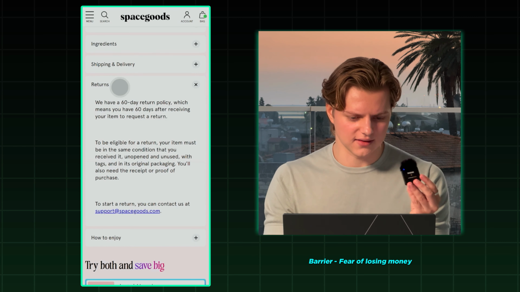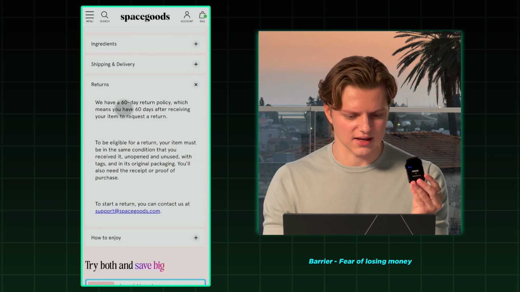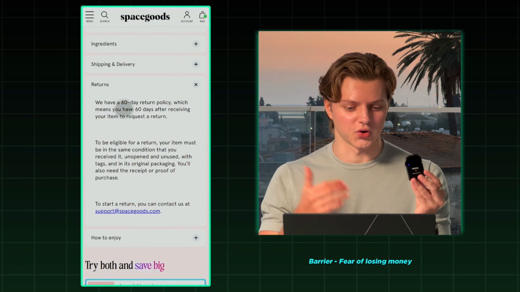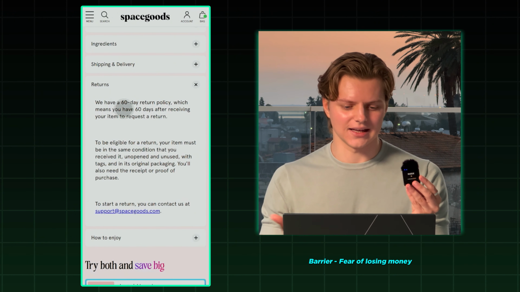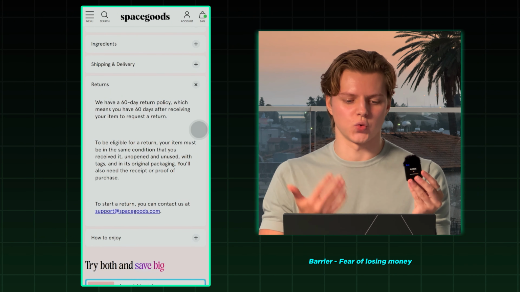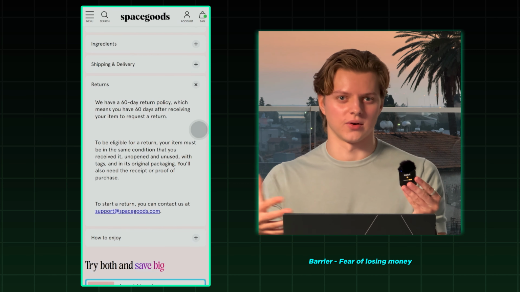And if you expand it, they have the copy: we have a 60-day return policy, which means you have 60 days after receiving your item to request a return. This is really bad copy because, first of all, they are stating that they have a 60-day return policy. Secondly, they're saying, which means you have 60 days after receiving to request a return. And requesting is really bad because you're basically telling the customer that the responsibility is on them and that they have to go through a process.